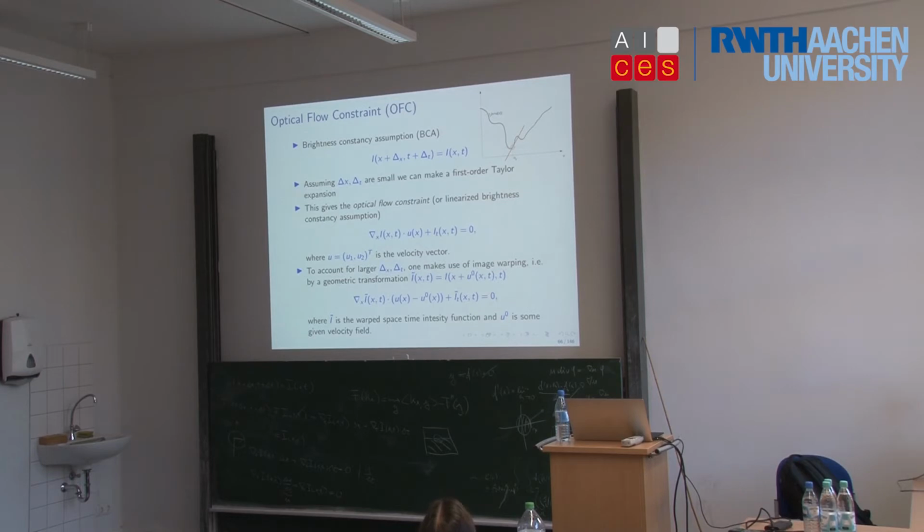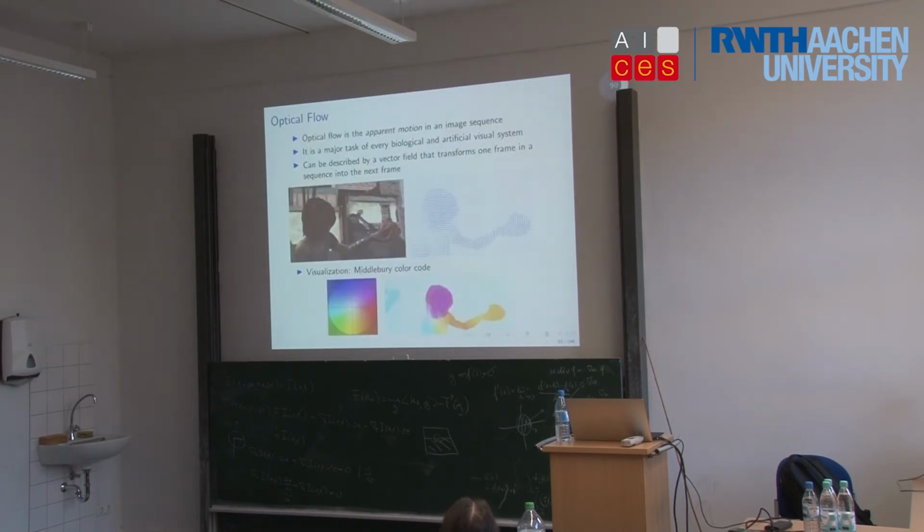Okay. So in practice, we will not be able to assume that delta x and delta t are small. So if we have only sub-pixel shifts, we either have a high-speed camera where we have really very small motion. But in practice, like in this beginning, you see this object is moving by 20 pixels or so. So our assumption that delta x and delta t are small is not really true.